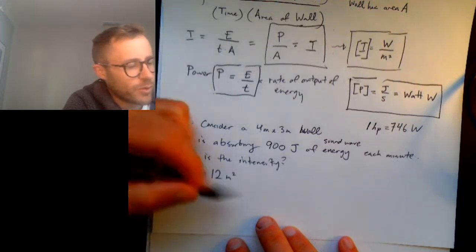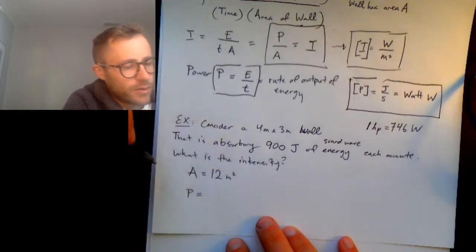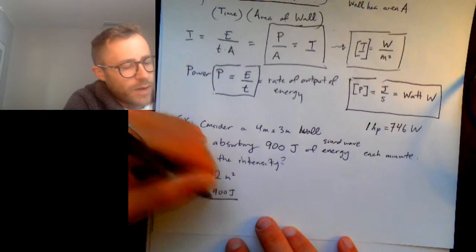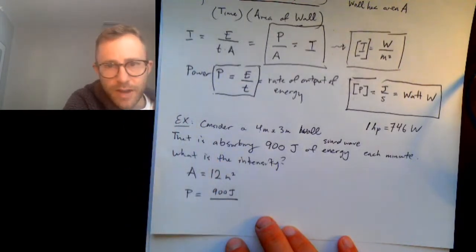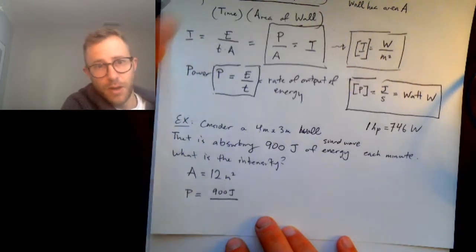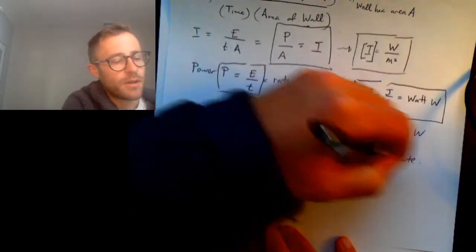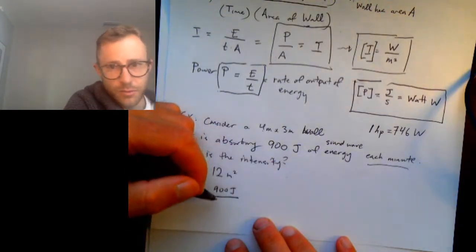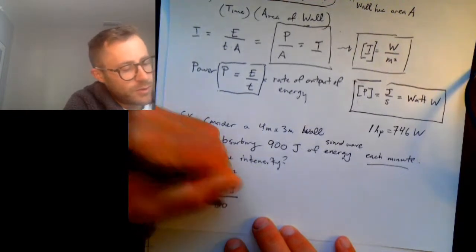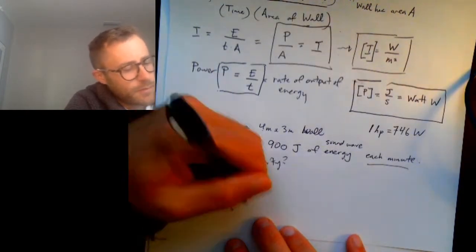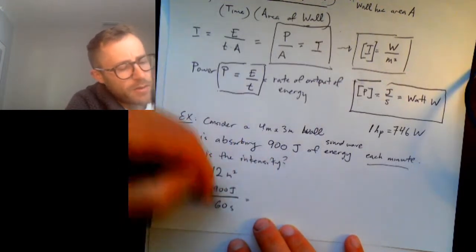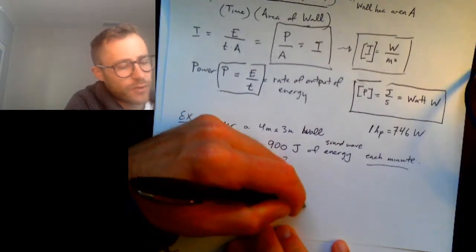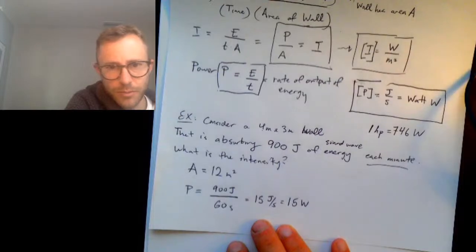Okay, so the power absorbed is the energy absorbed, which is 900 joules, divided by the time that it took to absorb that amount of energy, which was 1 minute. We want to put that in standard units, which would be seconds. So we have 60 seconds. So that is 15 joules per second, also known as 15 watts, is the power absorbed.